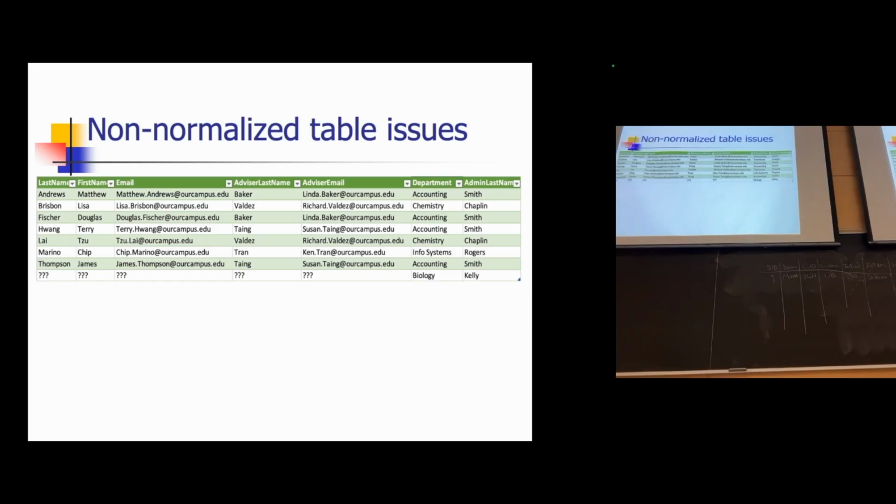There are different categories that don't relate to each other, like the advisor and the student. Yeah. In other words, there are different entities here, right? And we'll have these anomalies that we'll discuss later.